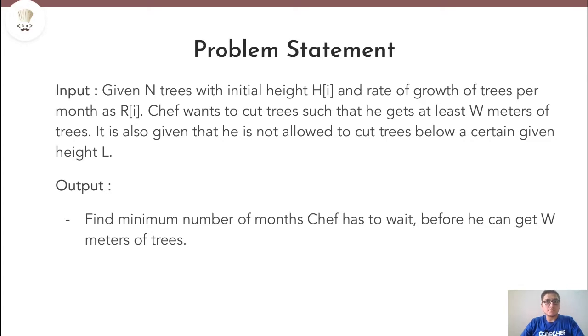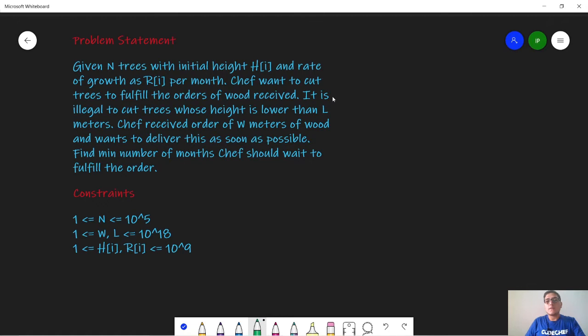With this, let's begin. In this problem, Chef has bought a piece of land in which he has n trees. Each tree has initial height h of i. So we are given an array h as h1, h2 till h of n, where h of i is the height of the ith tree. We are also given the growth rate of the trees r1, r2 till r of n. Basically these trees grow at different rates. Hence the first tree, whose initial height is h1, will grow at the rate of r1 meters per month.